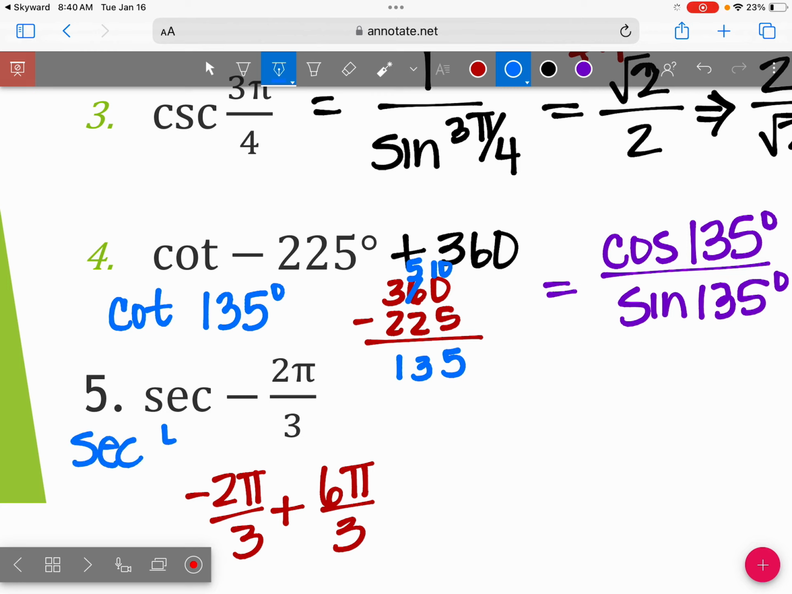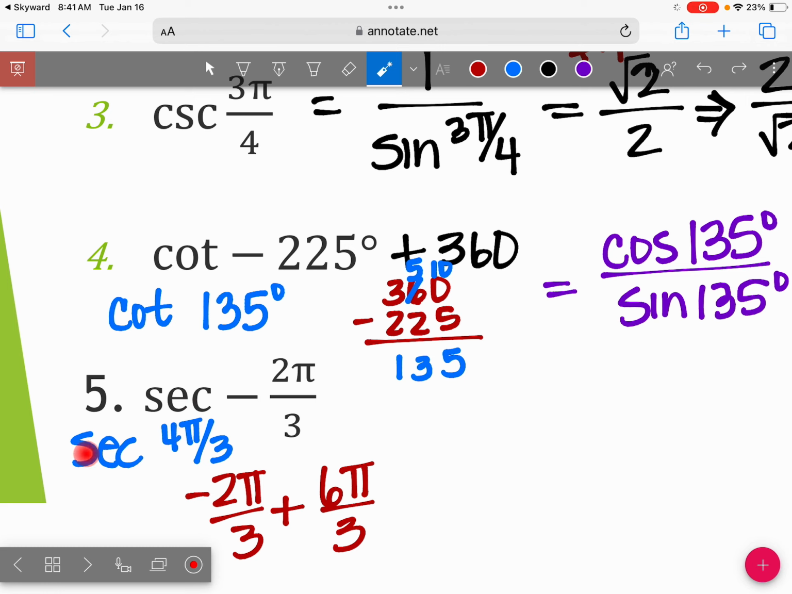Yep, 4 pi over 3. That's 2 pi. You see here in degrees how I added 360? But this was in degrees, so that's why I added 360. This is in radians, so I have to add it as a radian. So we're looking for 4 pi over 3 on your unit circle.